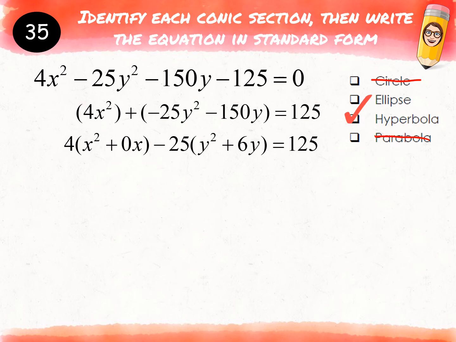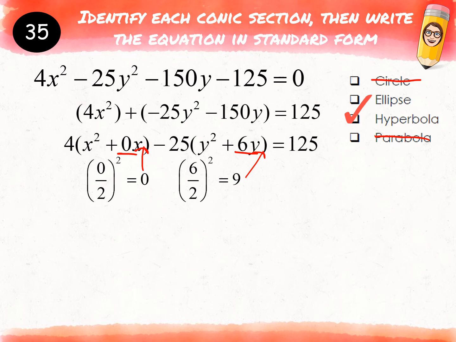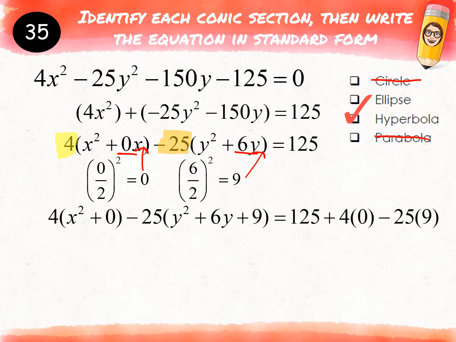Next step, let's complete the square. We want to take our b values, divide by 2, and square them. We're going to add the 0 to the x's, add the 9 to the y's. We're also going to add them to the right side, but we need to take into account our factors that we divided out. So let's take a look at how that plays out with those factors.